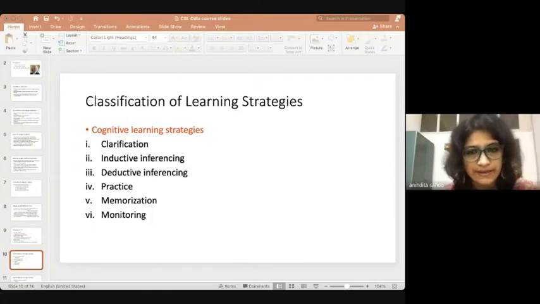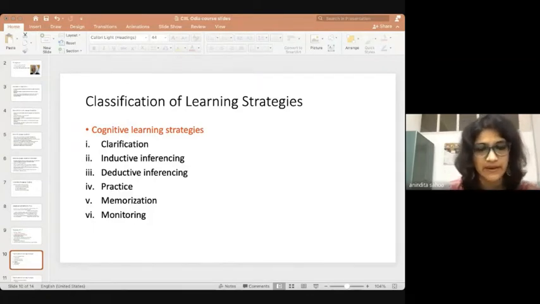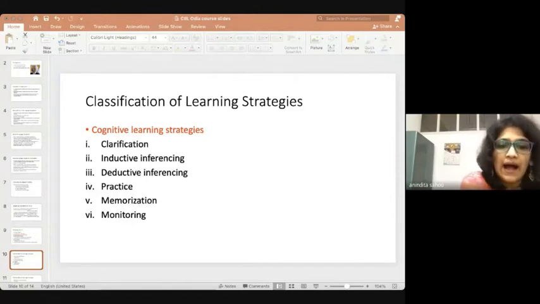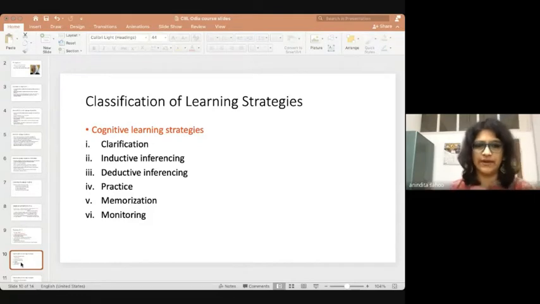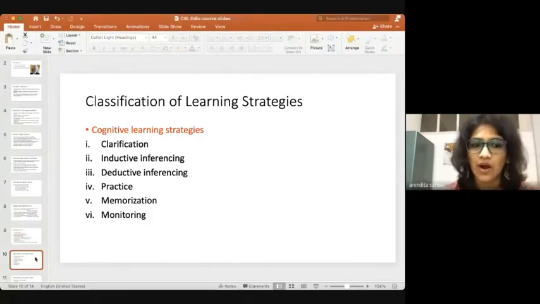Considering these are school kids, I'm not very sure how efficient they would be in self-monitoring, but as instructors or teachers, we have to keep a record of how they are progressing, either a monthly test or weekly test. Something has to be done so that the monitoring process is, you know, kind of completed. So that's going to be your cognitive learning strategy.